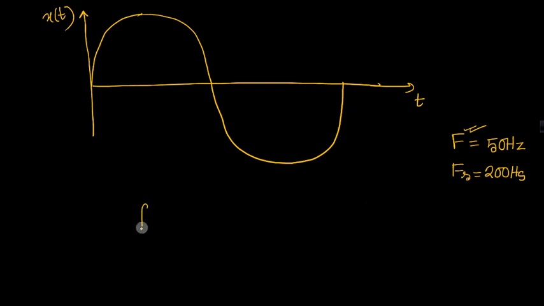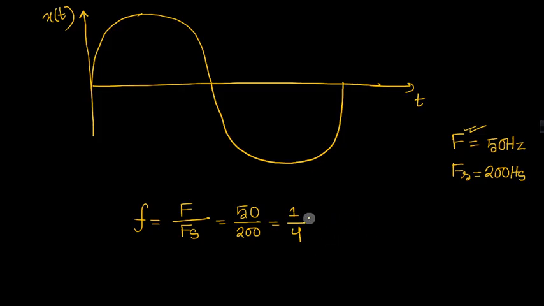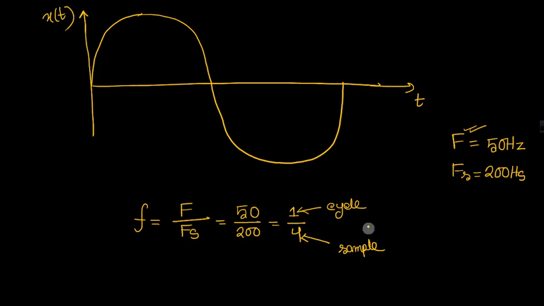So what will be small f? Small f will be simply f divided by fs, so 50 divided by 20, so 1 by 4, right? So have you remembered the unit, cycles per sample? So the unit is cycle per sample. That means this is some kind of cycle and this is some kind of sample, right? You see, cycles per sample. So this one might be some cycle and this is sample.